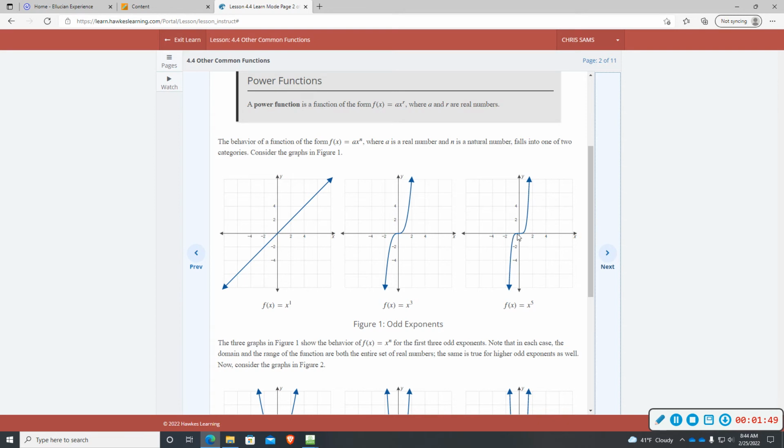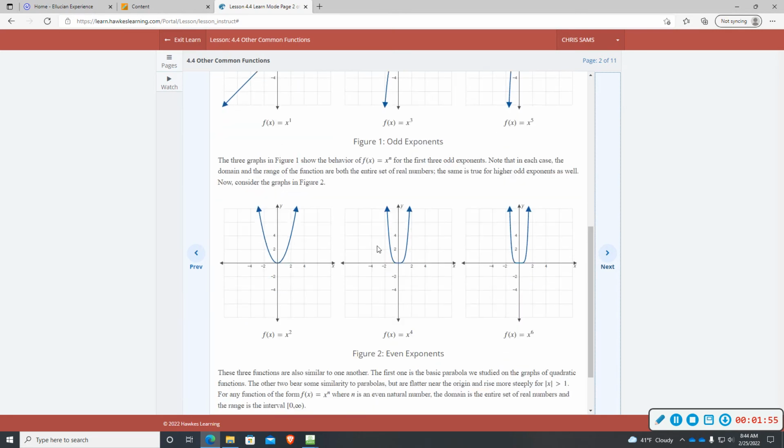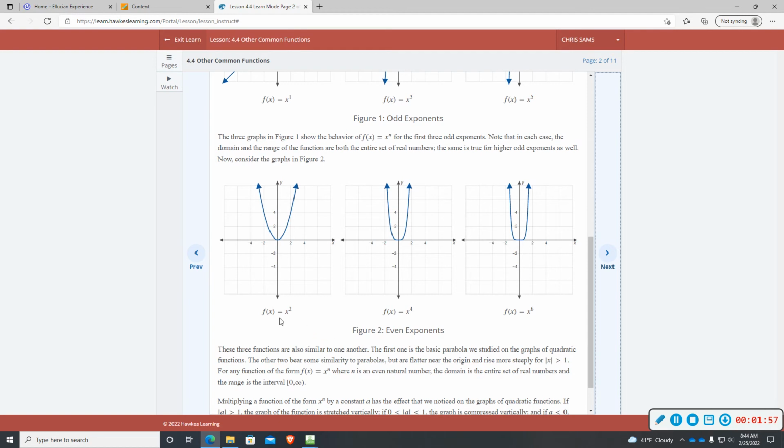Now if this was negative, it would just flip. It would be the opposite. But these are very important properties. And then we have some even exponents. So notice we have x squared, x to the fourth, x to the sixth. They all look very similar. Okay, they're all U-shaped going up. So that's when they're positive.